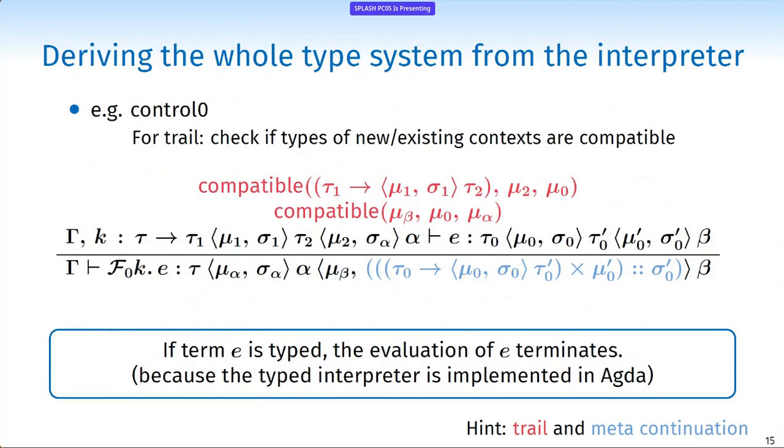From that interpreter, we can derive the whole type system. For example, in the case of control 0, we have a typing rule for it, as you can see. As I said, control 0 can add context information into the trail, so we need to be a little careful when we add information onto the trail. We created additional typing constraints to check whether the types of the new context and the existing context are compatible with each other. By adding these typing constraints, we can say that if the term E is typed in our type system, the evaluation of E terminates. This is because we implemented a typed interpreter in the proof assistant Agda.